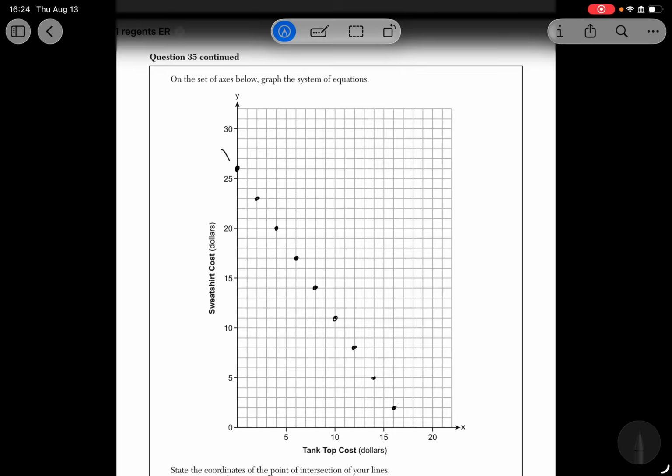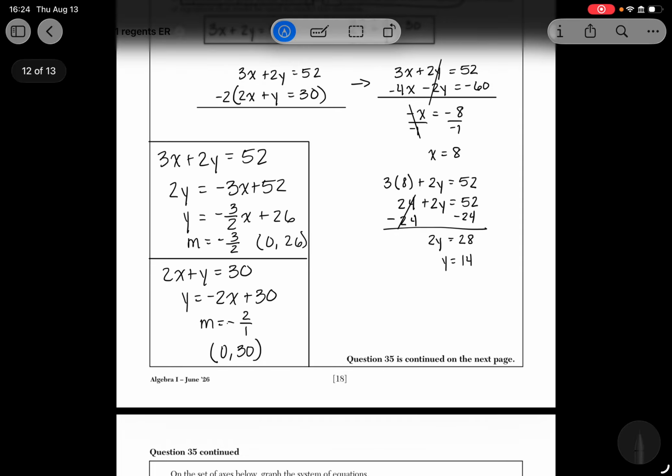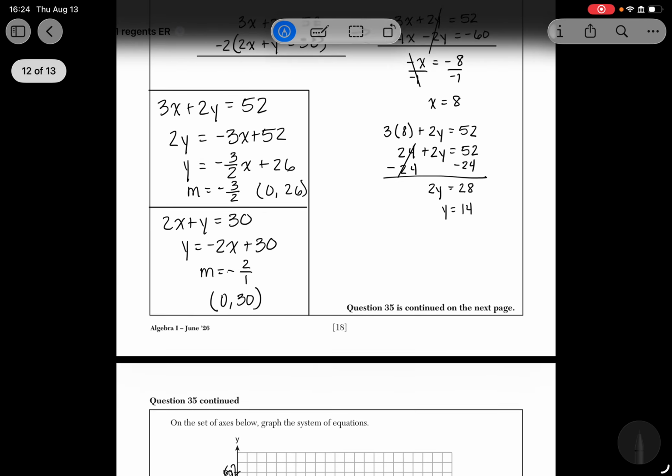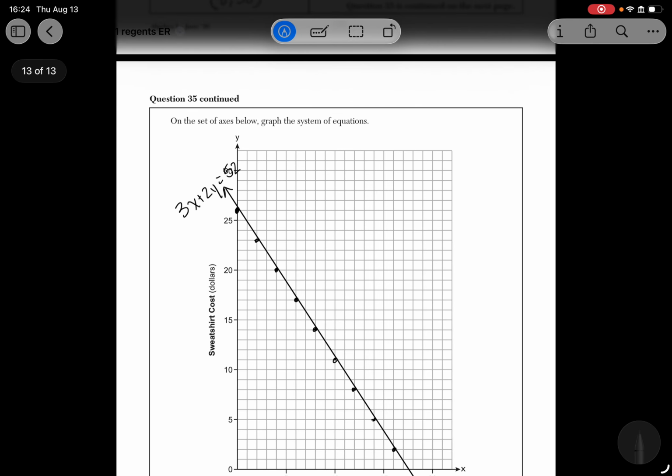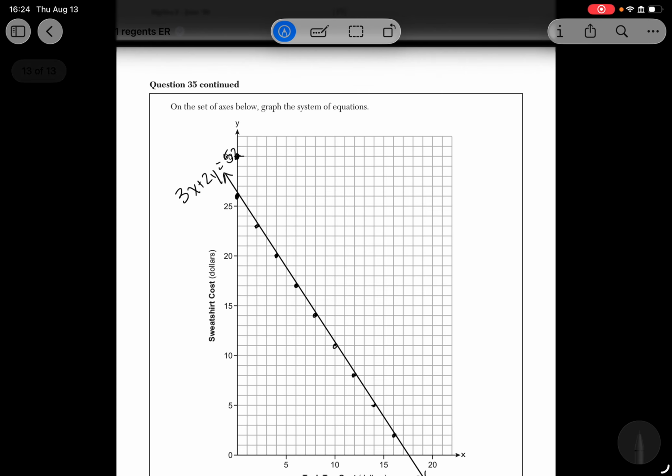Beautiful. Since it's an equation, we're just going to keep a solid line. And then I'm just going to label these as usual. So this is our equation, 3x plus 2y equals 52. And then we just need to do the other one. So 2x plus y equals 30, which has a slope of negative 2 over 1 and a y-intercept of 0, 30. So we're going to start with 0, 30, and then go down 2, right 1, and just keep doing that until you run out of space.